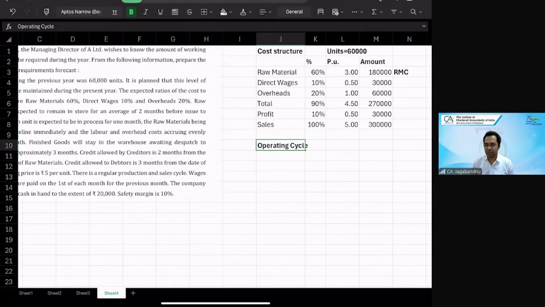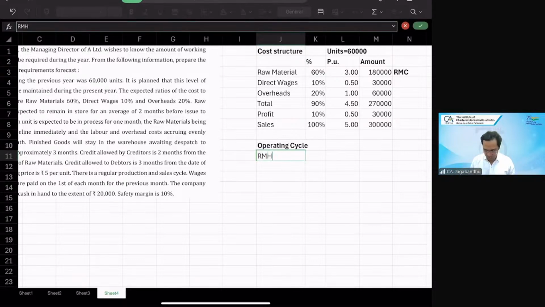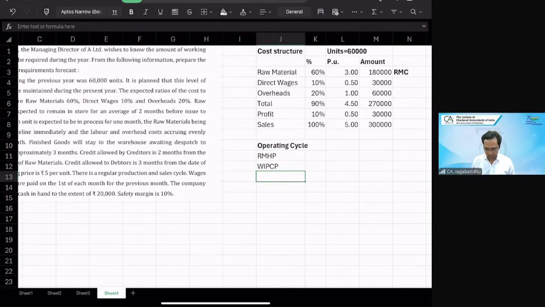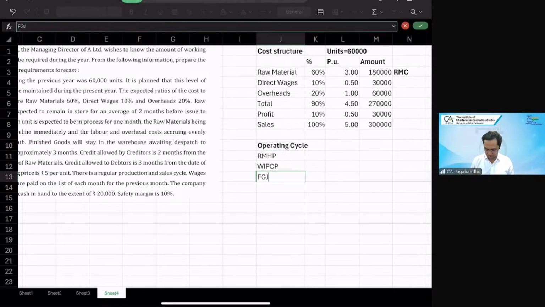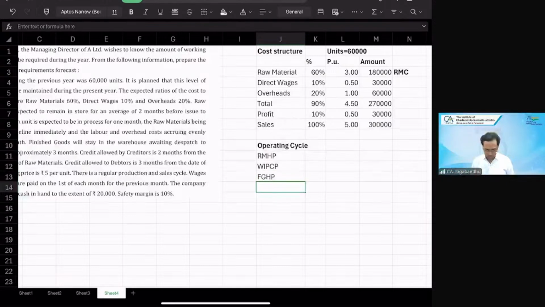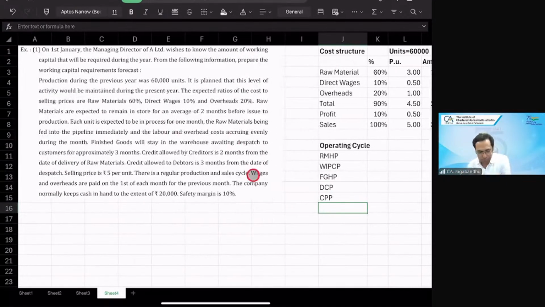In the operating cycle numbers, we will work out: what is the raw material holding period? What is the WIP conversion period? What is the finished goods holding period? We will also need the debtors collection period and the creditors payment period. Let's try to identify each one of them.